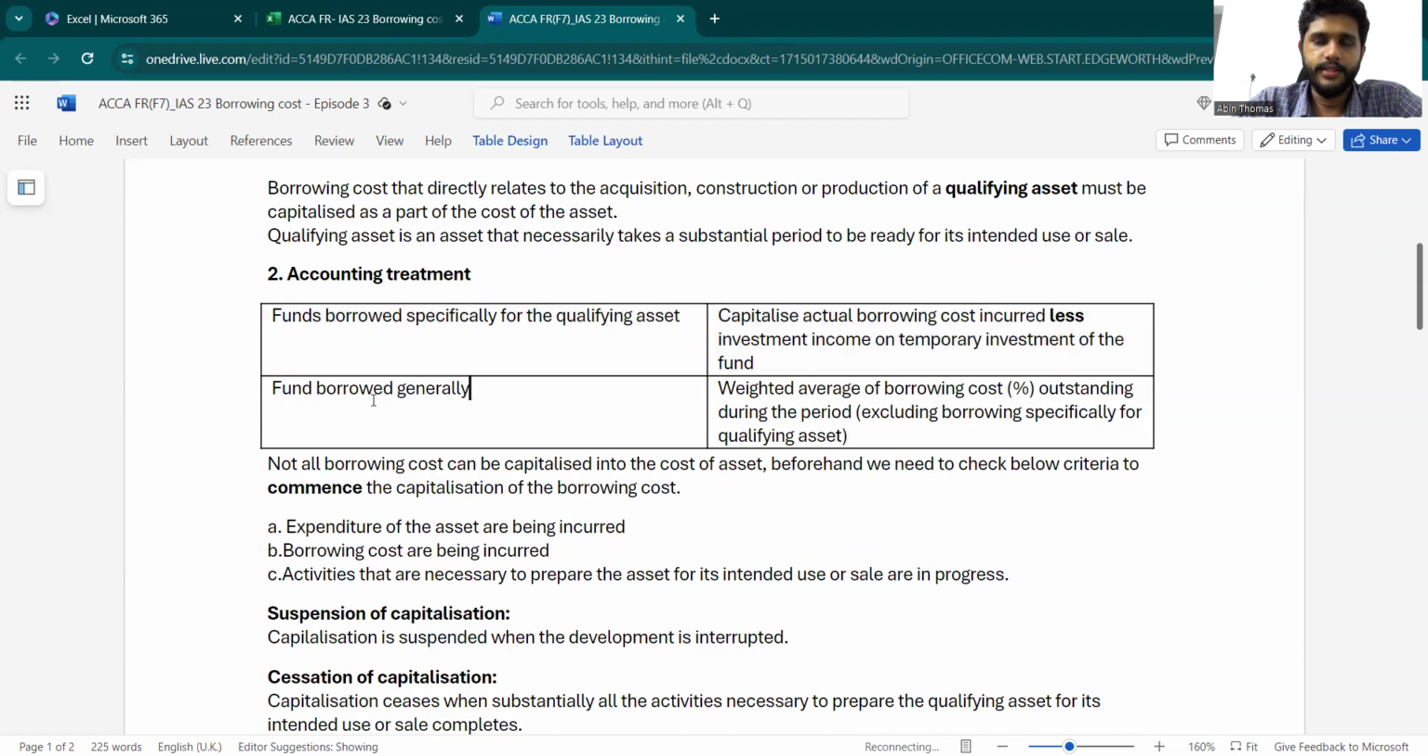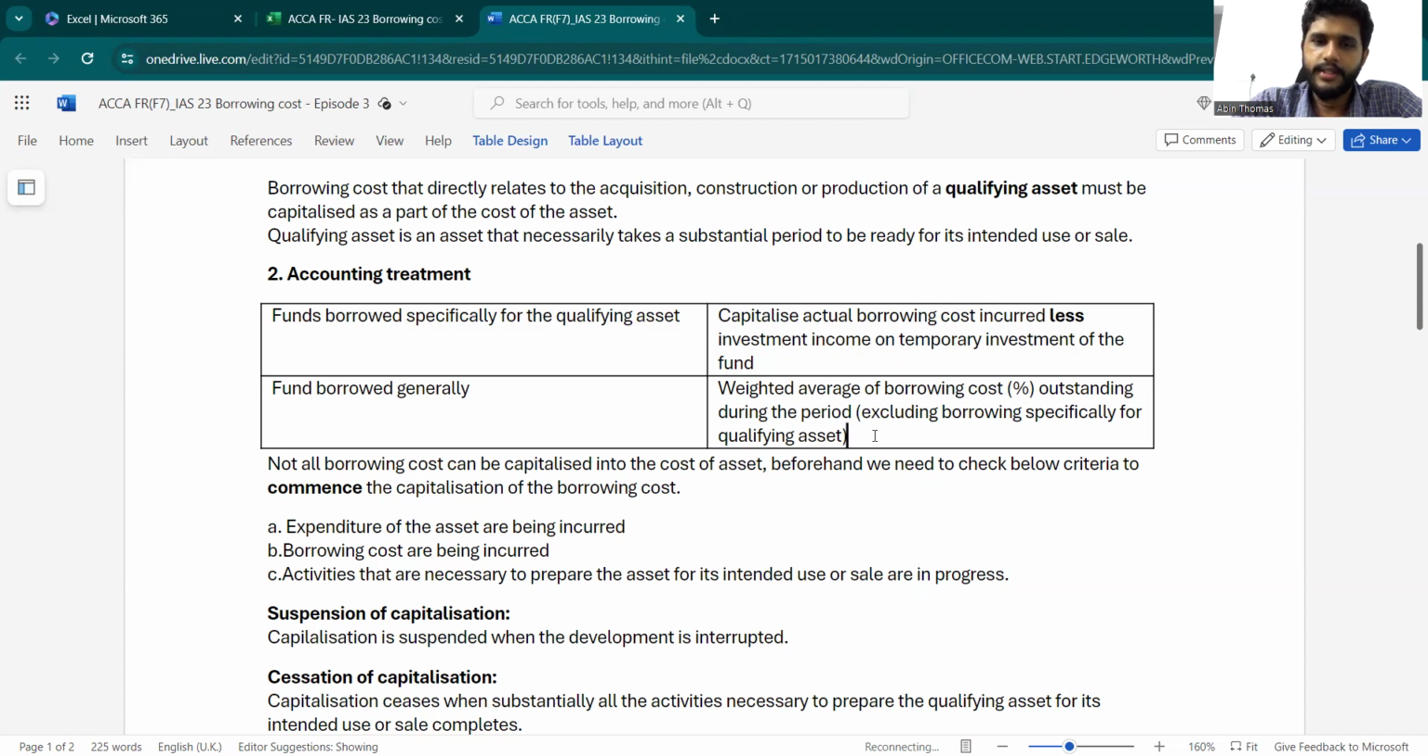And the second one, the standard says funds borrowed generally. See the explanation. We need to take the weighted average borrowing cost outstanding during the period, excluding the borrowing specifically for the qualifying asset. An organization might have taken a loan for different purposes. Based on credit credibility, the bank may provide loans for business purposes, not specifically for a purchase or a construction.